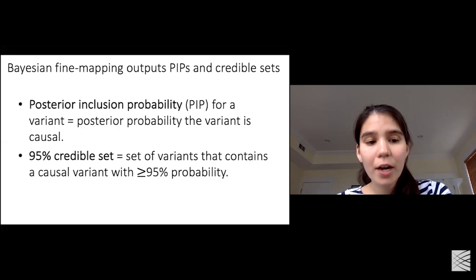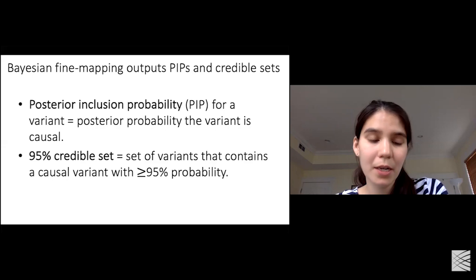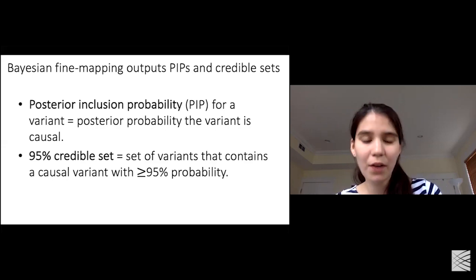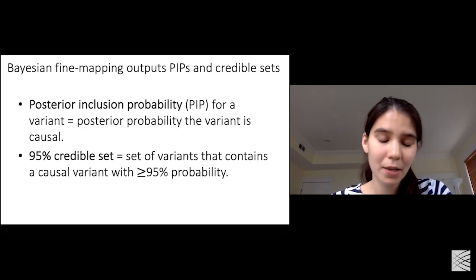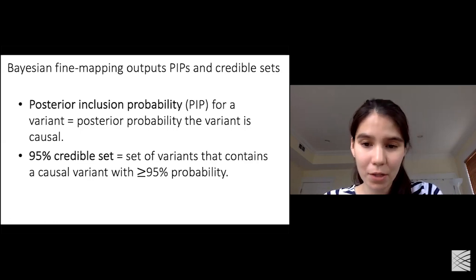And then a credible set, typically we talk about 95% credible sets, is a set of variants that contains a causal variant with at least 95% probability. This has also been defined in some alternative ways in some places in the literature, but this is, to my understanding, the most standard use.